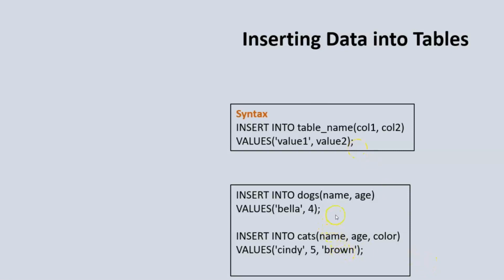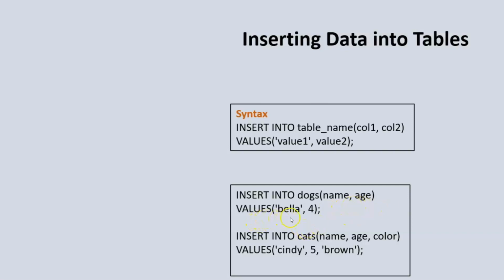Let's insert some records into our docs table. To do that, we have the keywords insert into, followed by the name of the table, which is docs. We have two columns we want to insert records into. In parentheses, we indicate those two columns. We have the name column, and a comma to separate the name column from age. We close our parentheses. And what are the values we want to insert into these columns?